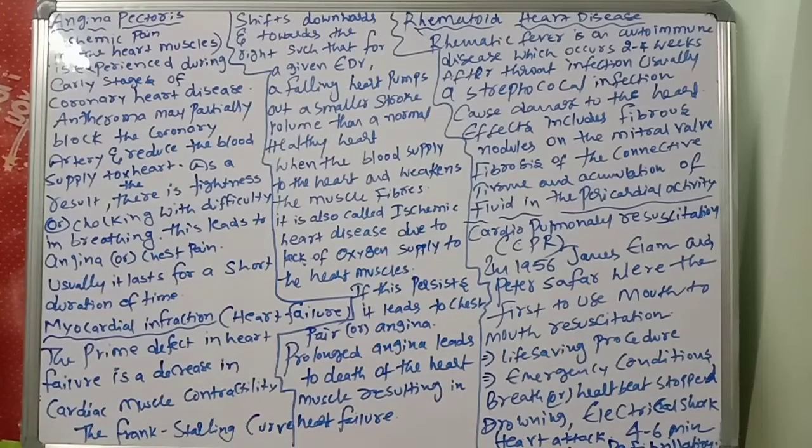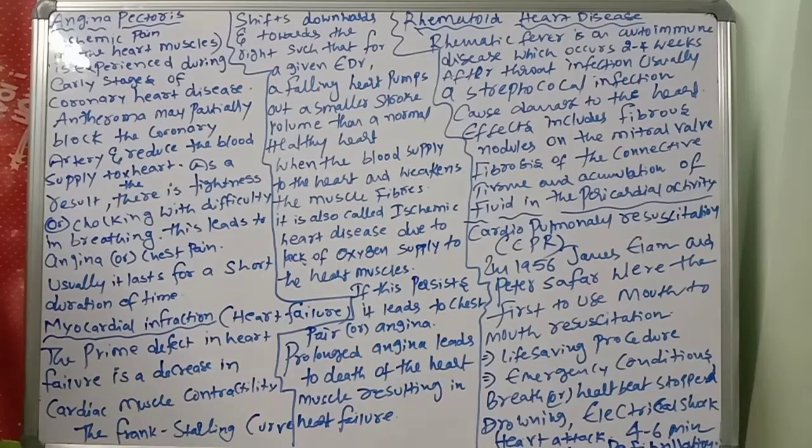Today we are going to discuss some more disorders of the heart, that is angina pectoris. It is also a very important concept in this chapter. We discussed heart stroke and the brain-related problem in this chapter, right?